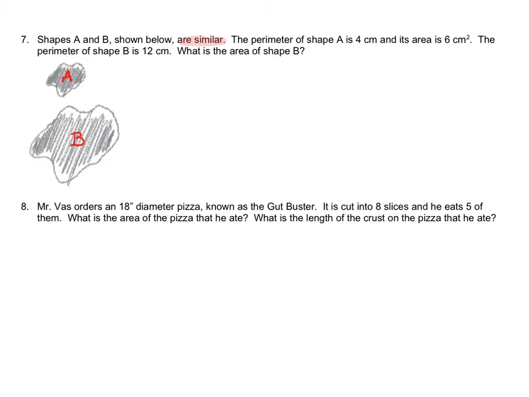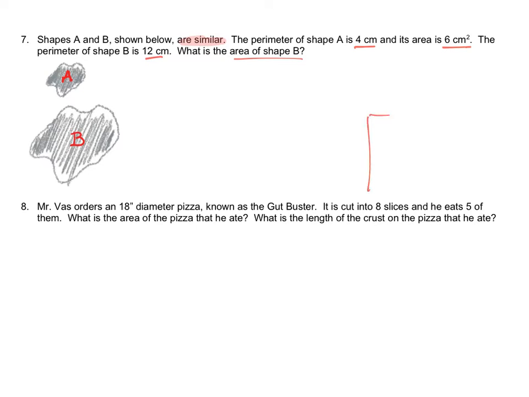The perimeter of shape A is 4 centimeters. Its area is 6 centimeters squared. The perimeter of shape B is 12 centimeters. What is the area of shape B? Let's go ahead and make a table just to help us kind of organize our information here.